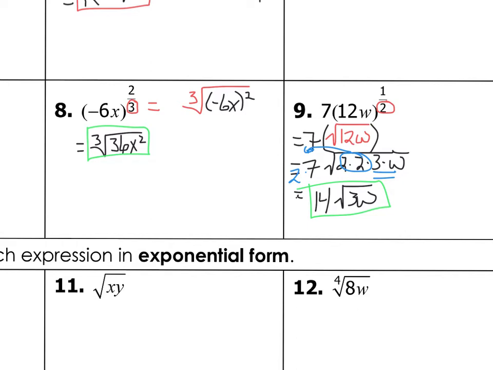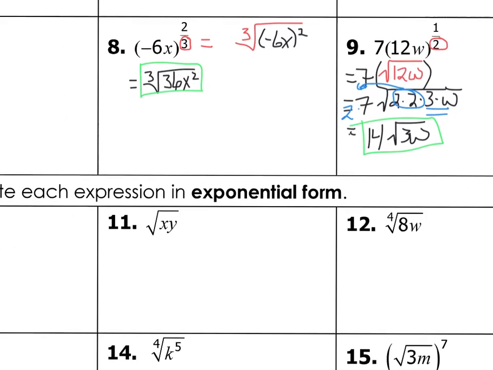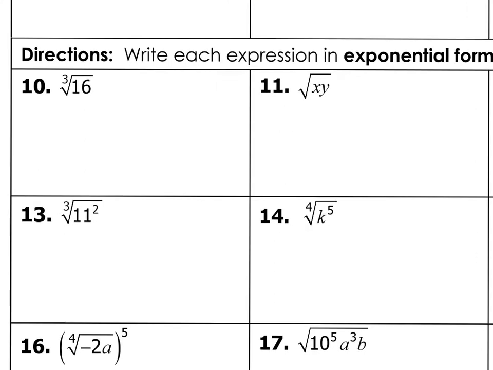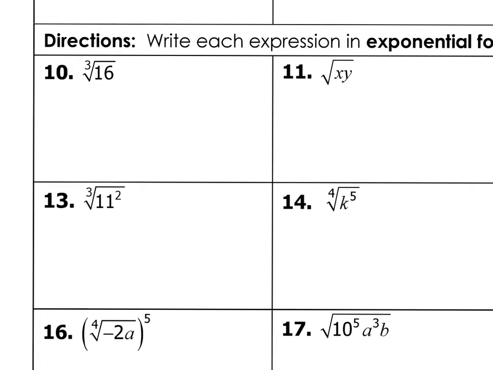All right, let's move on to going in the reverse. So we have taken powers that are raised to a fractional exponent, and we have put them into radical form. Now we're going to go backwards. We're going to go from radical form to exponential form. There are a bunch of ways that you could do this. Here's what I want you to do. So we're just going to follow it backwards. So our base, right here, our radicand becomes our whole base.